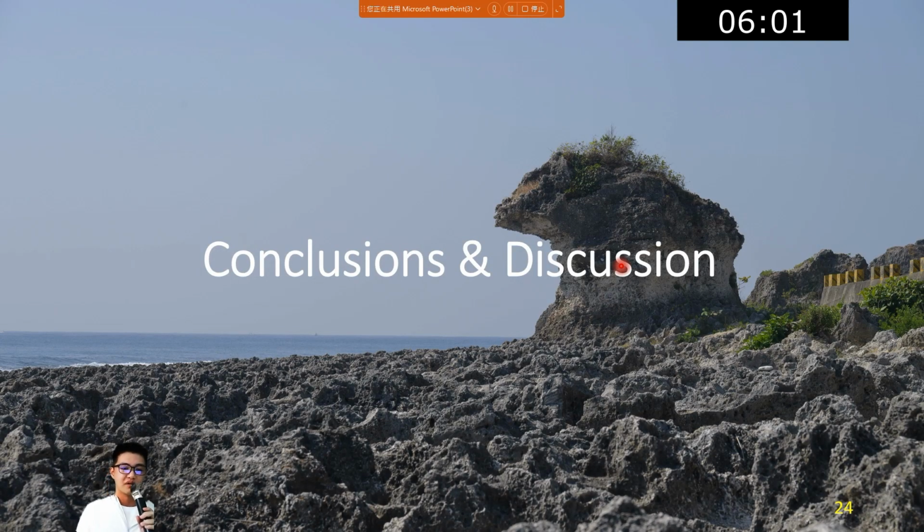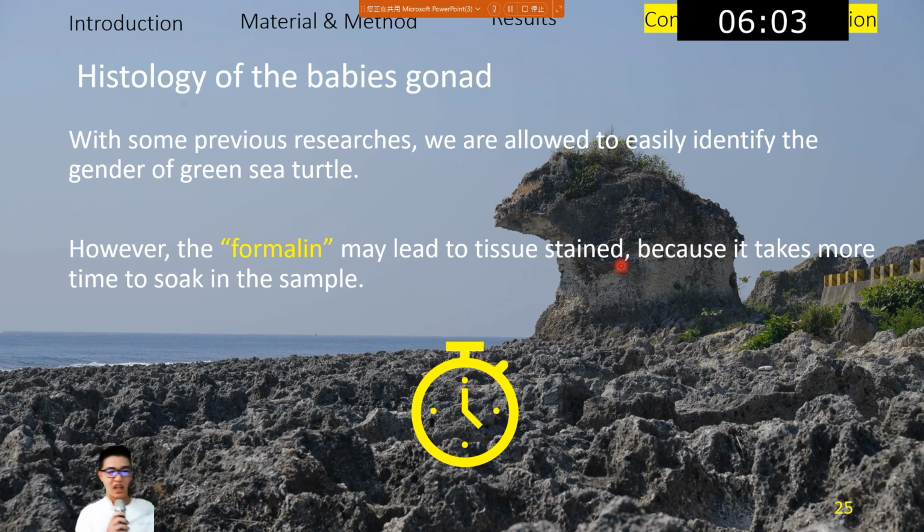So, the conclusion and discussion. The histology of the baby garnet. We use formalin to contain the garnet so we can transport them back to the laboratory. We cannot just cut them beside the nest or on the beaches. But formalin takes more time to soak into the garnet. Maybe we need to use alcohol or something else instead of formalin.